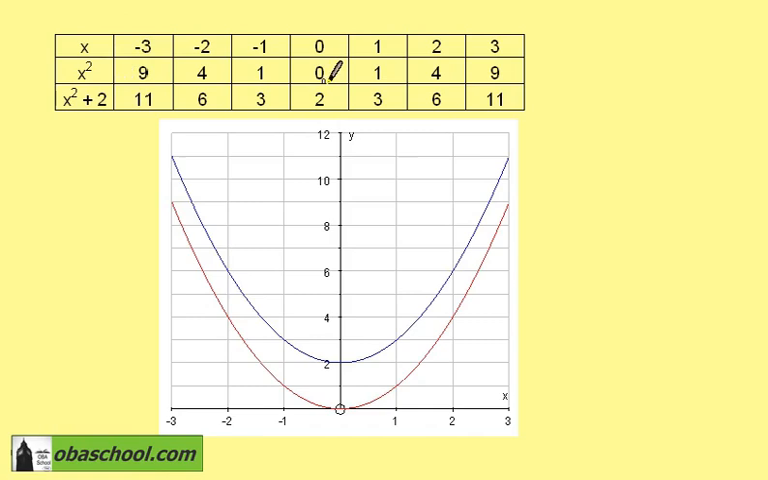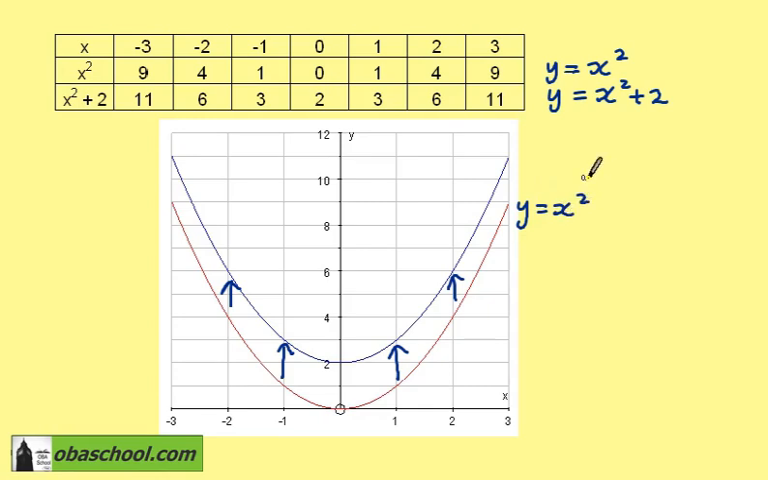We're going to draw the graph y equals x squared and the curve y equals x squared plus 2, using the bottom row here for x squared plus 2 and the top row for x squared. And we can see the curves drawn below. If we look at the blue curve, at every x coordinate it is the red curve shifted up by 2 units. The red curve is y equals x squared and the blue one y equals x squared plus 2.